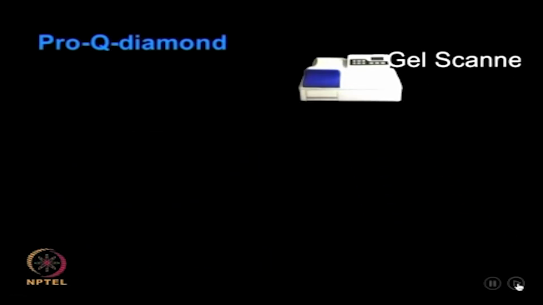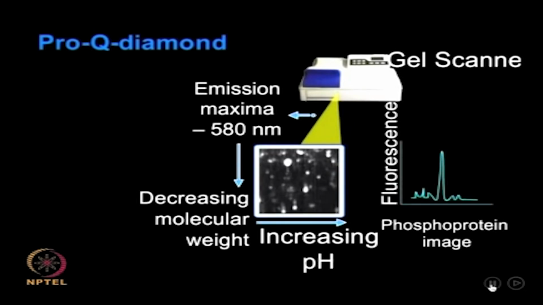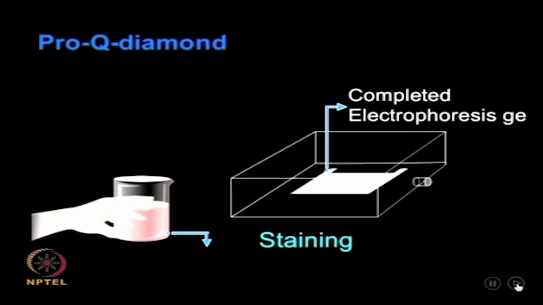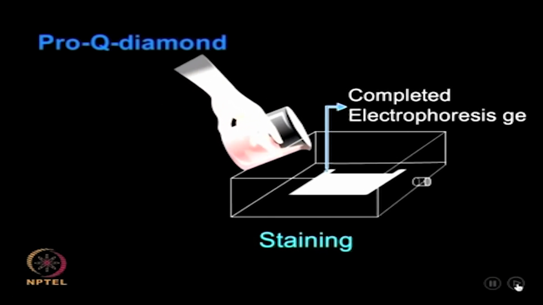Gel can be further scanned and the image can be procured, especially at the emission maximum of 580 nanometer, and it provides again, on the two dimensions, decreasing molecular weight and increasing pH information for all of these protein spots. Often people combine this phospho stain along with Sypro Ruby stain to obtain dual staining information, which was described in the lecture.